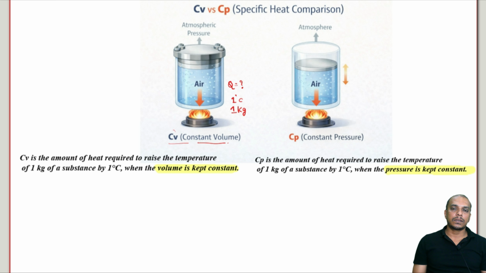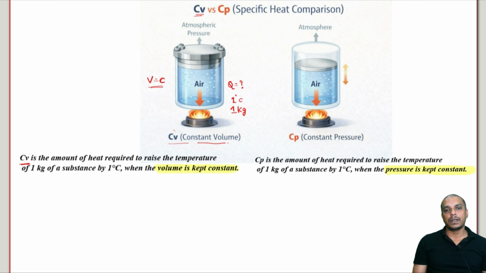Now if we do this by locking the piston, the volume is held constant. So this is the specific heat of air at constant volume. It is the amount of heat required to raise the temperature of 1 kg of a substance by 1 degree Celsius when volume is kept constant. That is called specific heat at constant volume, CV.